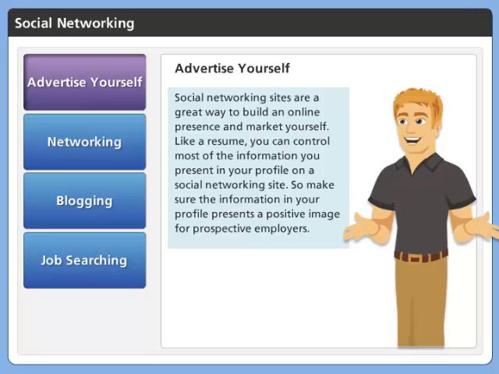Advertise yourself. Social networking sites are a great way to build an online presence and market yourself. Like a resume, you can control most of the information that you present in your profile on a social networking site. So make sure the information in your profile presents a positive image for prospective employers.